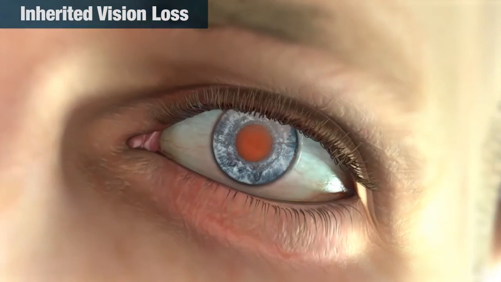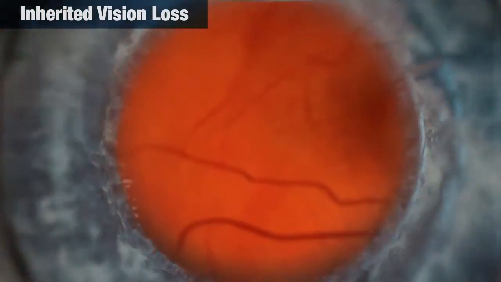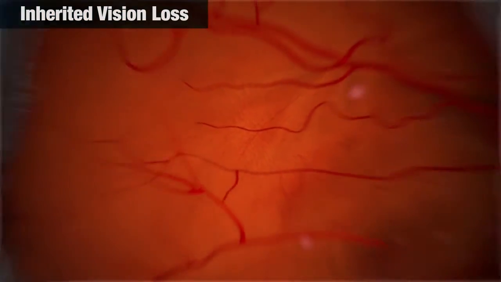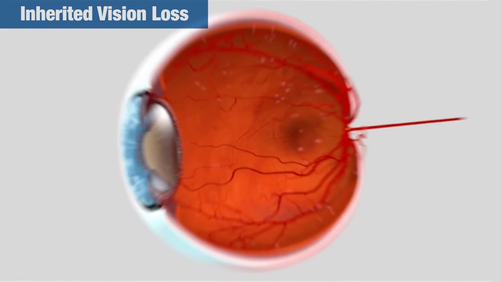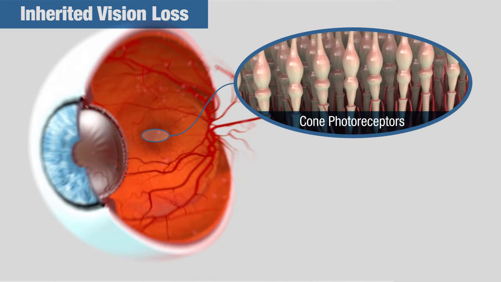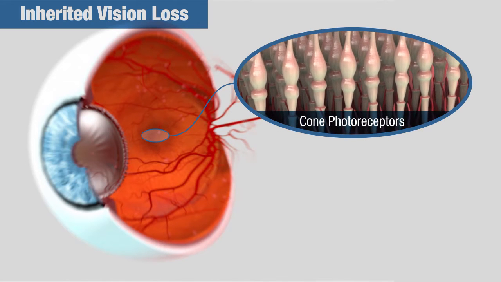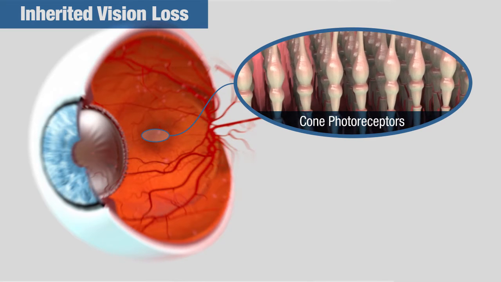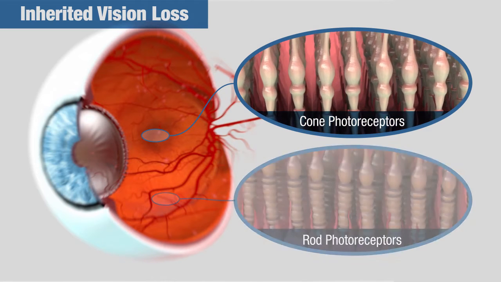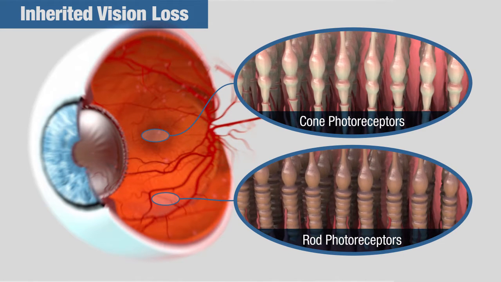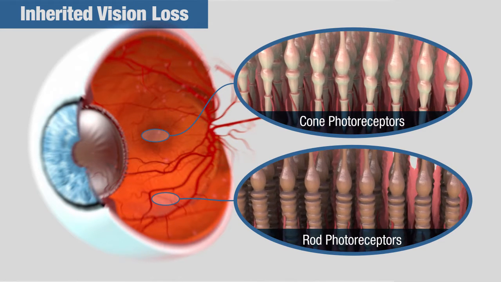In inherited vision loss, gene mutations lead to dysfunction or degeneration of rod and cone photoreceptor cells in the light-sensitive tissue at the back of the eye, known as the retina. Cone photoreceptors are concentrated in the central part of the retina, known as the macula, and are responsible for central and color vision. Rod photoreceptors are more numerous throughout the remainder of the retina and are vital for low light vision and peripheral vision.